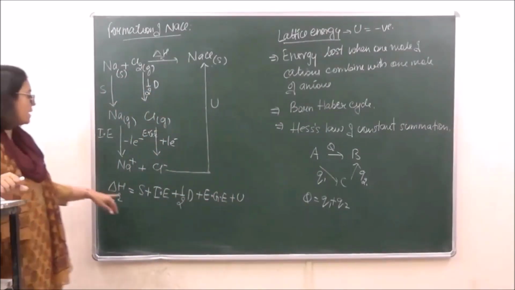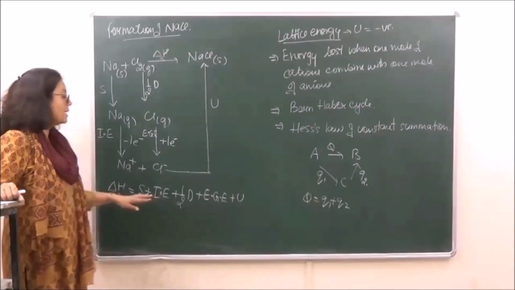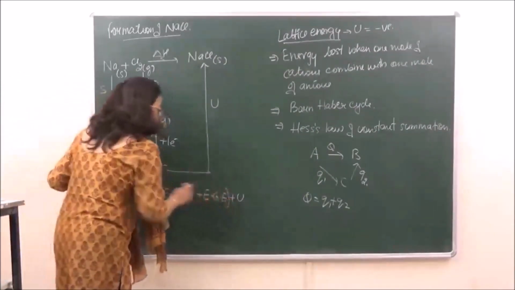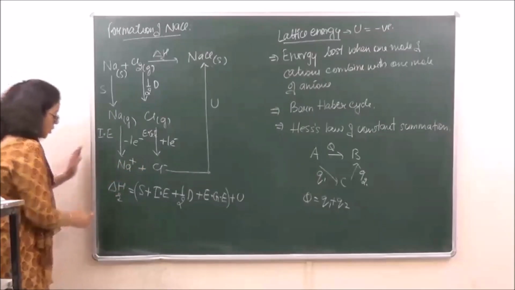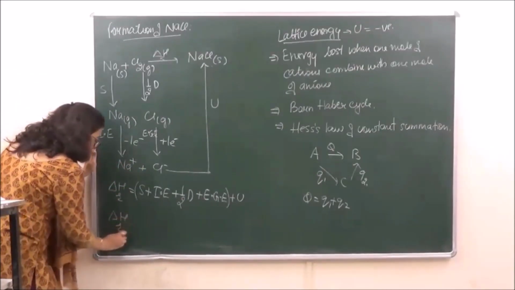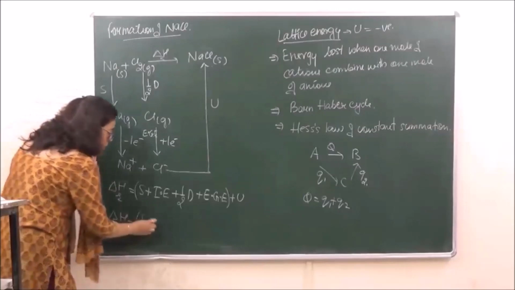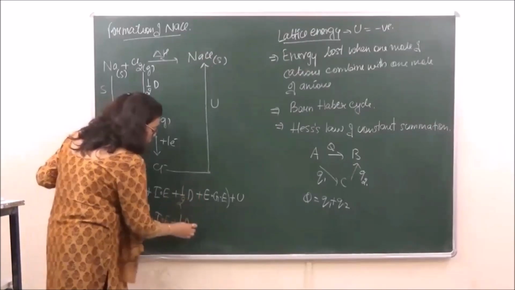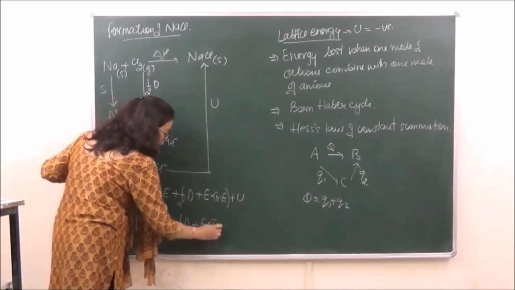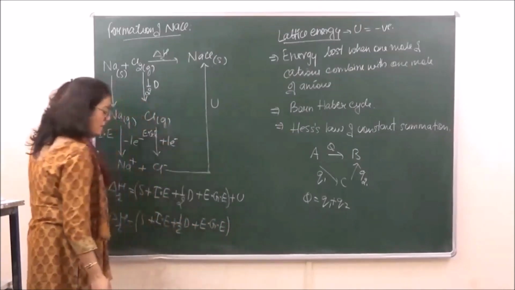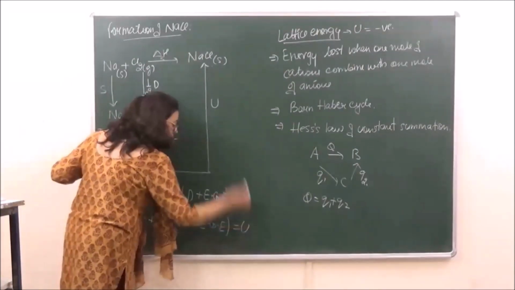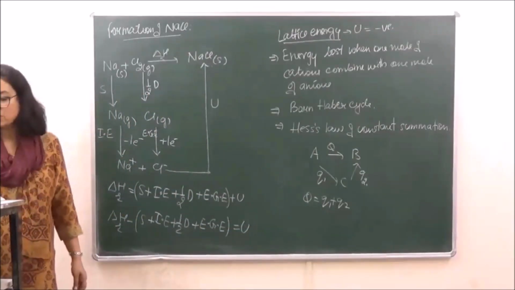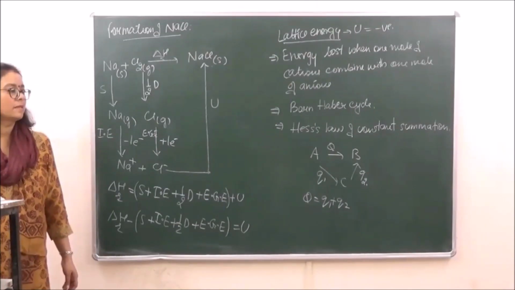Okay? From this data, we can calculate the lattice energy. Lattice energy will become equal to what? Delta HR. If we are taking this in bracket, so lattice energy will become equal to delta HR minus sublimation energy plus ionization energy plus half of dissociation energy plus electron gain enthalpy. That is equal to the lattice energy. So this is how we calculate lattice energy on the basis of Born-Haber cycle.